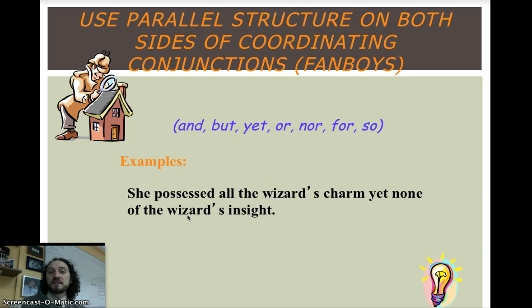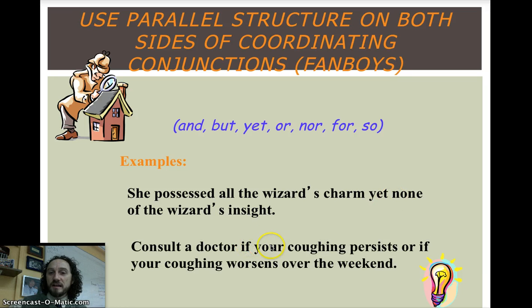Example: she possessed all of the wizard's charm, yet none of the wizard's insight. All of, none of, yet. Consult a doctor if your coughing persists, or if your coughing worsens over the weekend. Parallel structure connected with a fanboy.